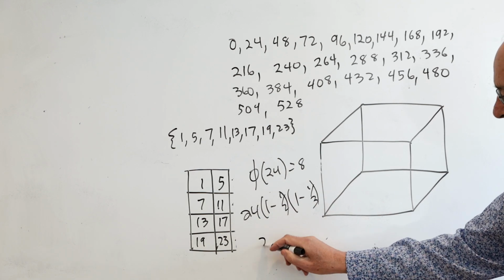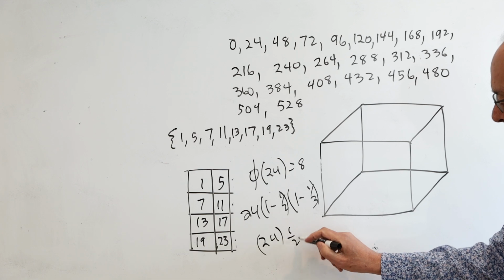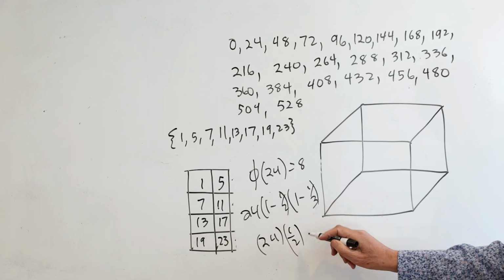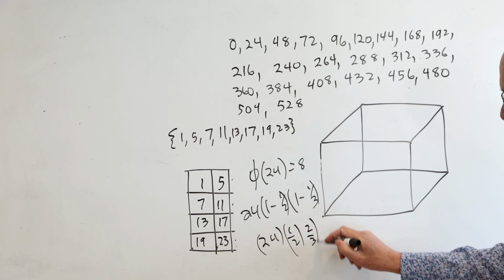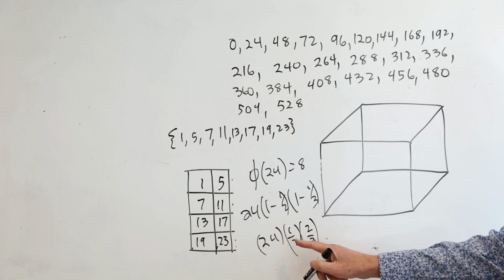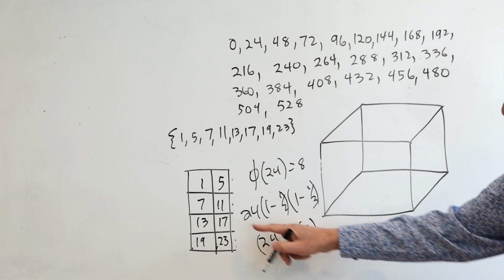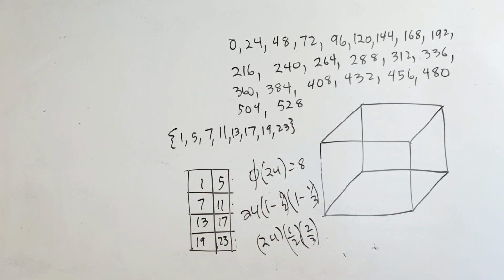So it turns out to be 24 times (1 minus 1/2) times (1 minus 1/3). 1 minus 1/2 is 1/2. And 1 minus 1/3 is 2/3. So if you do this calculation, 24 times 1/2 is 12. 2/3 of 12 is 8. And you end up with the 8 numbers that are relatively prime to 24, but less than 24.